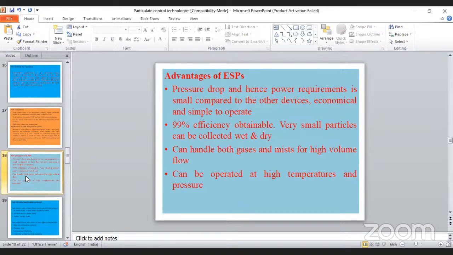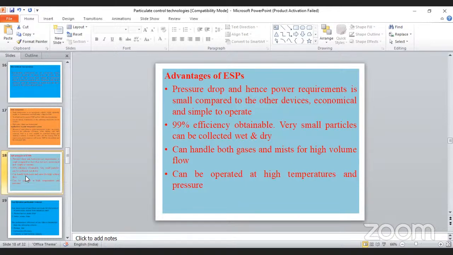But here it is not like that. Based on the potential difference, it is working. So any small particle can also be captured and attached to the corona, and it can be settled down at the bottom. So 99% efficiency is obtainable. That means that is possible. Very small particles can also be collected, both in wet and dry format.